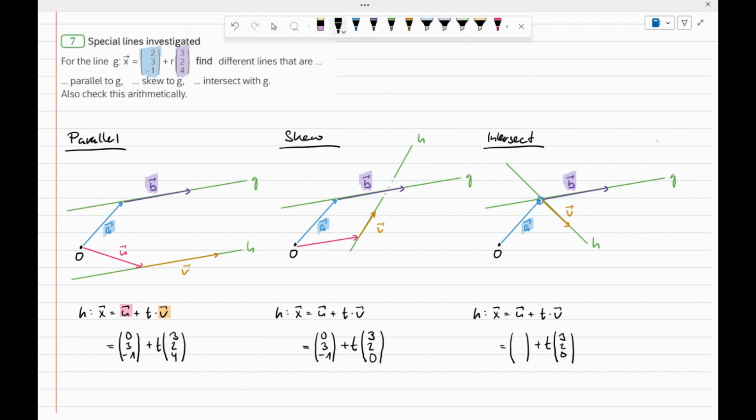Now for the last one, for the intersecting line H, we have to ask ourselves what would be a good choice of the position vector. And the answer is, any point on the line G would be a good starting point. So if we start, for instance, here, and we then have our direction vector that points in this direction, then this will intersect G. Or the simplest choice, we just take this point here.